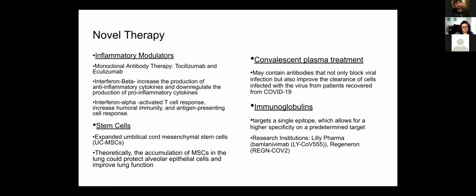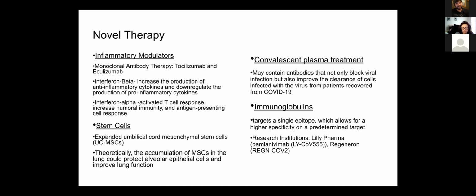And although it helped somewhat, it is not the first line therapy or first choice that people would use. And the last one is immunoglobulins. That's more of an extraction and purification of the convalescent plasma treatment. Although they are not necessarily from people, sometimes they are humanized from mice, and they actually target single epitopes, and that's what makes it more highly specific.